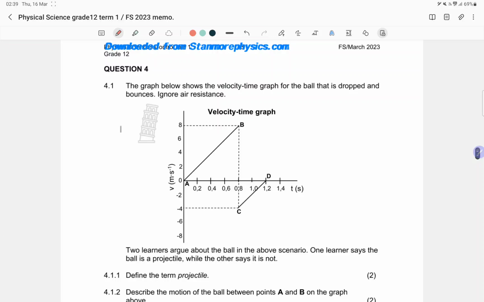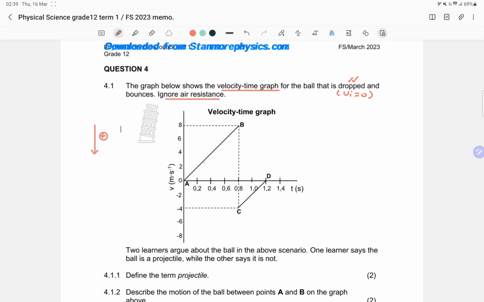Question 4 says the graph below shows the velocity time graph of the ball that is dropped. So if it is dropped, what does that mean? The initial velocity is 0 and it bounces. Ignore air resistance. Okay, we already know what those things imply. Now we can see that initially it was at 0 and then it increased. So you can see that in this graph, downward was regarded as positive. So always be sharp on the directions and what was chosen.